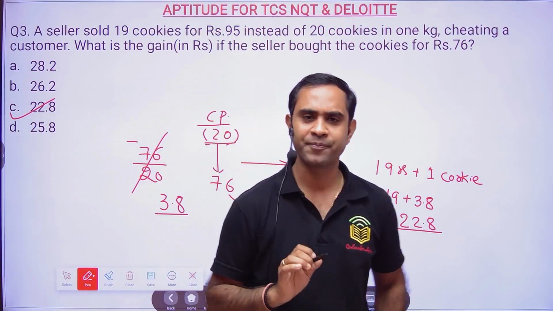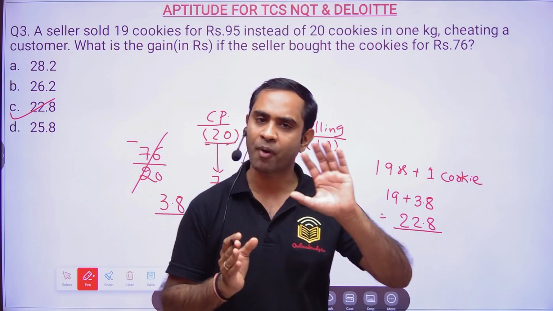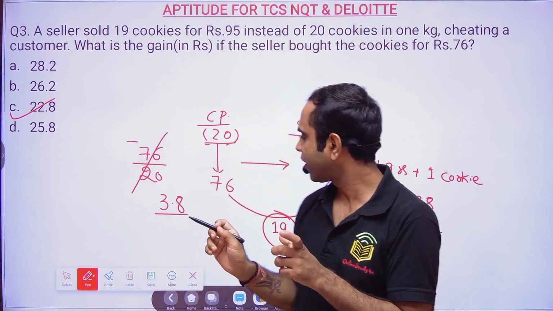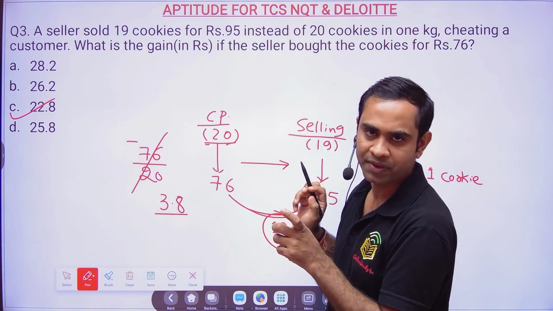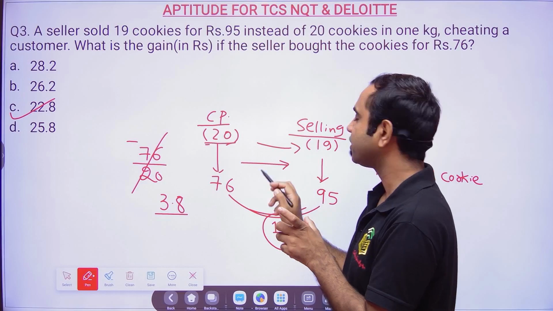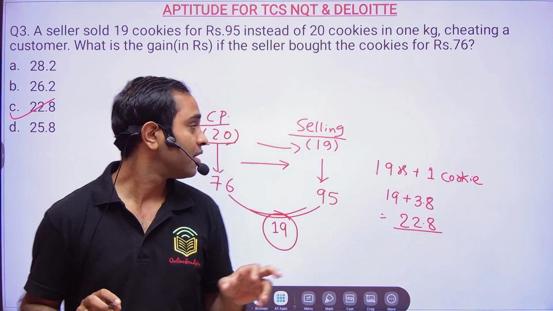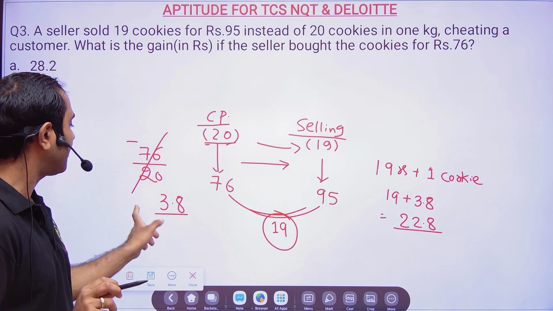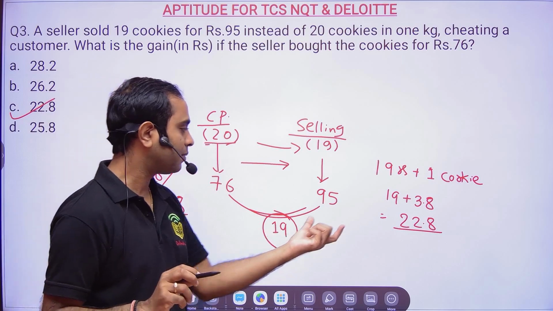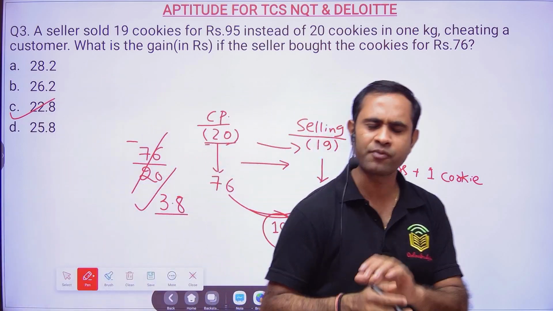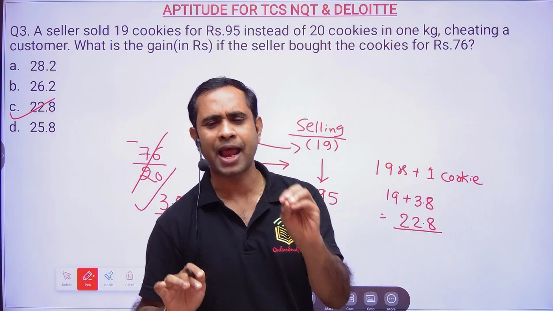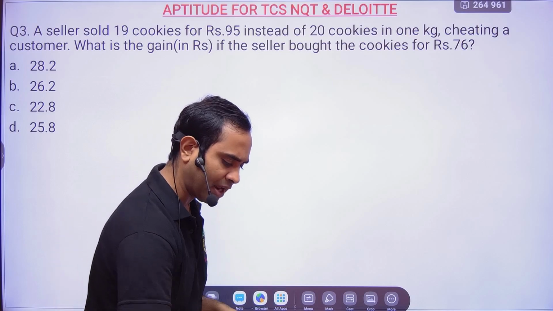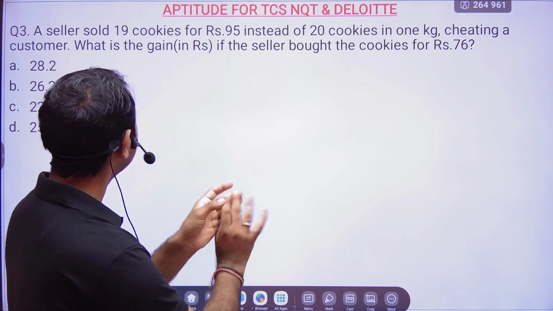You got it right. See, 76 rupees he bought 20 cookies and he sold 19 cookies for 95. So first you check how much profit, 19 rupees. And 1 cookie also he is in profit. So what is the 1 cookie price? He had bought 20 cookies in 76 rupees, so 1 cookie is 3.8 rupees. So 19 plus 3.8, 22.8. Very simple problem. Even I am telling you, my dear friends, if you don't use the pen also, keep it aside for some time. Okay, then you see.